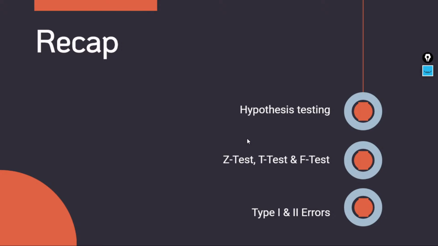That brings us to the end of this class. Let me quickly recap what we have learned. We learned about hypothesis testing. We learned about z-test, t-test, and f-test as well. And we learned about the types of errors that can possibly occur when performing hypothesis testing. Z-test and t-test are used to compare the mean value of two groups, whereas f-test is used to compare the mean value of more than two groups. In type 1 and type 2 error, if you reject the null hypothesis when it is actually true, it becomes a type 1 error, whereas type 2 error is all about accepting the null hypothesis even though it is false.